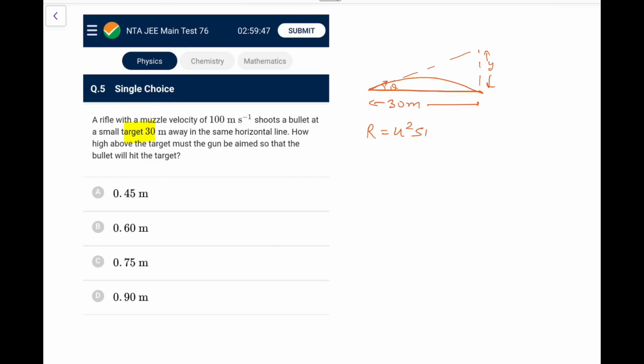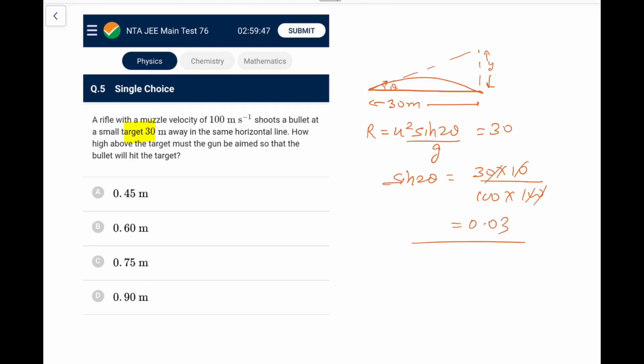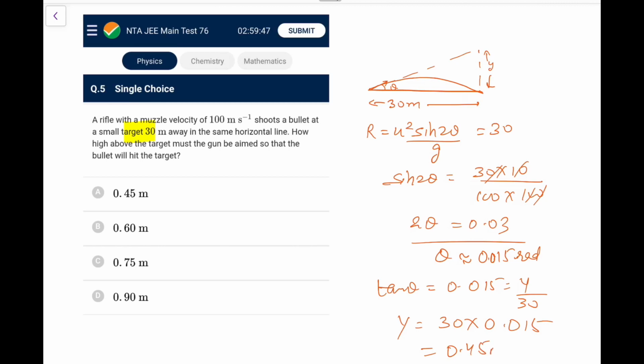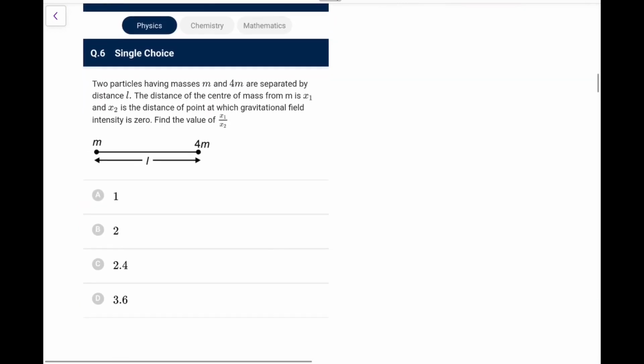First of all, range you know is u square sine 2 theta by g, that is 30. So sine 2 theta comes out as 30 into 10 upon u square, which is 100 into 100, so it is 0.03, very very small. So you can put it approximately as 2 theta, or theta is 0.015 radian. Then from the triangle it is y by 30, so y comes out as 30 into 0.015, which is 0.45 meters. Again, a standard one if you have practiced it, otherwise you will feel it tough.